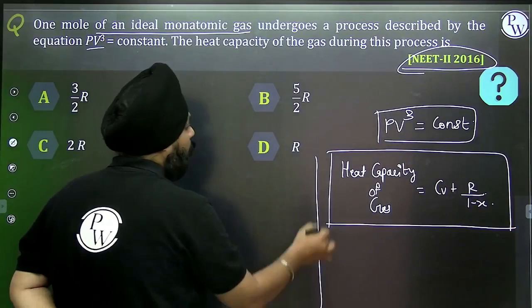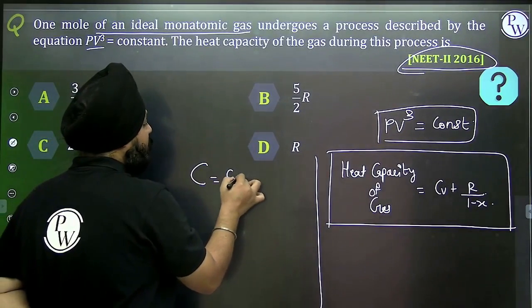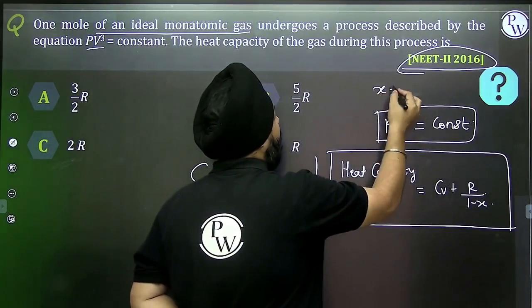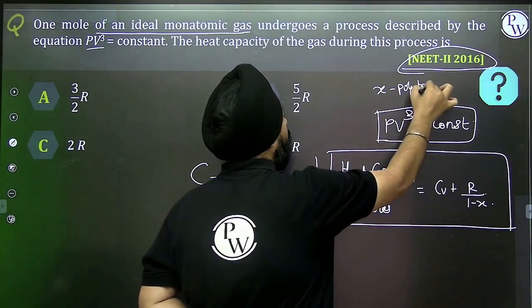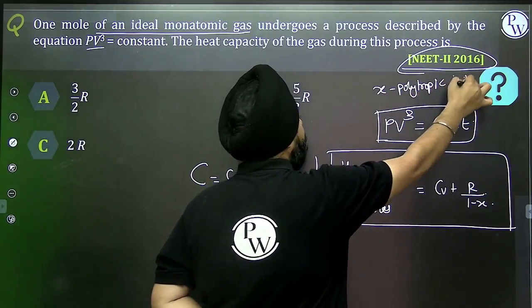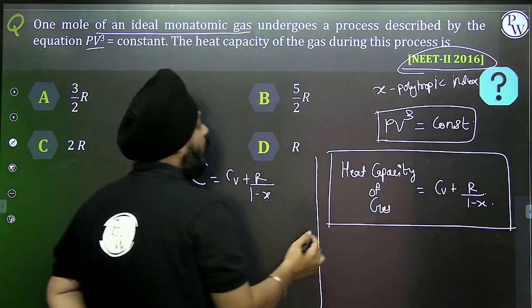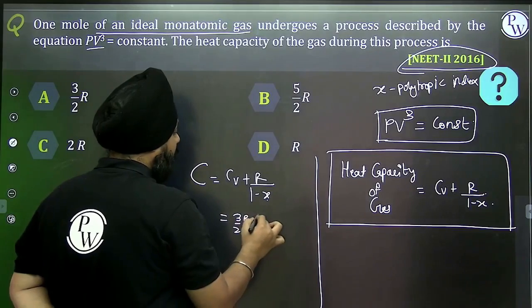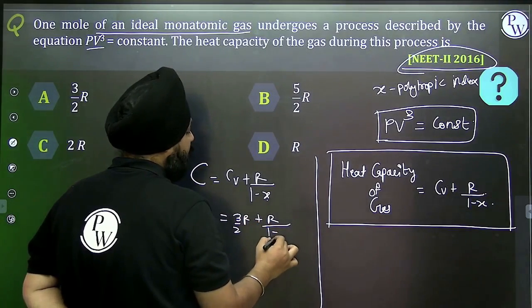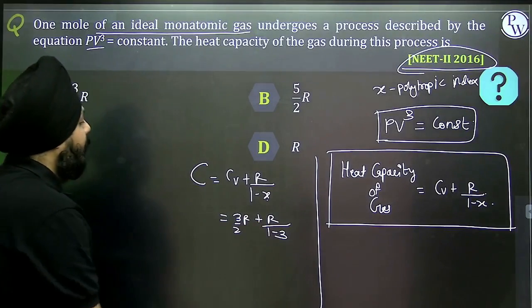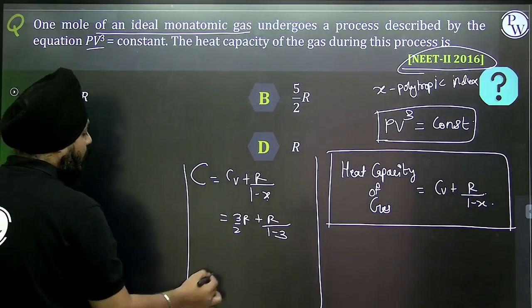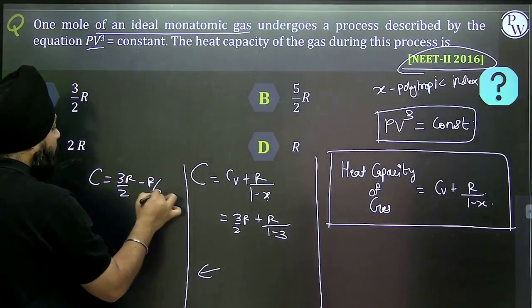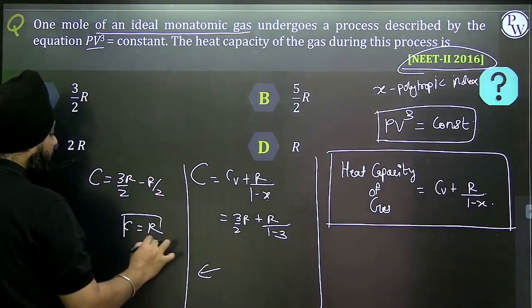So this heat capacity C is equal to Cv plus R by 1 minus x, where x is the polytropic index, x or n, whatever you want to take, it's okay. Cv for monoatomic gases is 3 by 2 R, plus R whole divided by 1 minus what is the x value? 3. So we have the heat capacity as 3R by 2 minus R by 2. So the value of the heat capacity is equal to R.